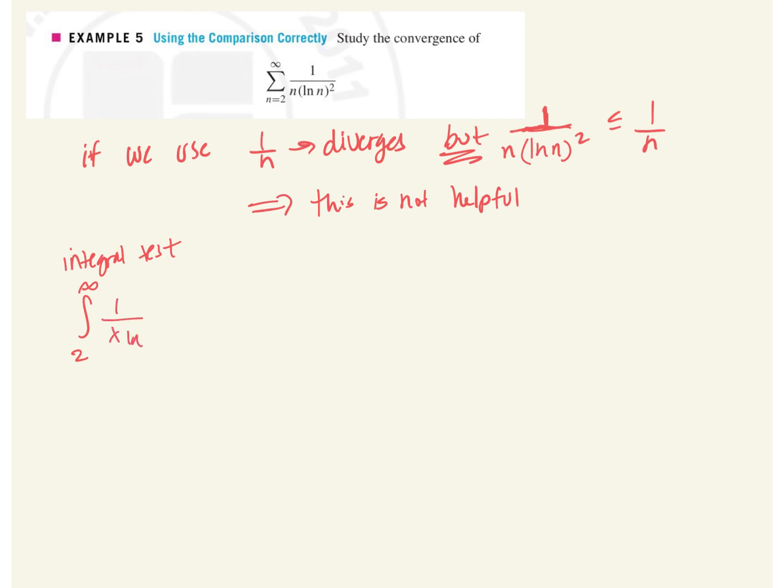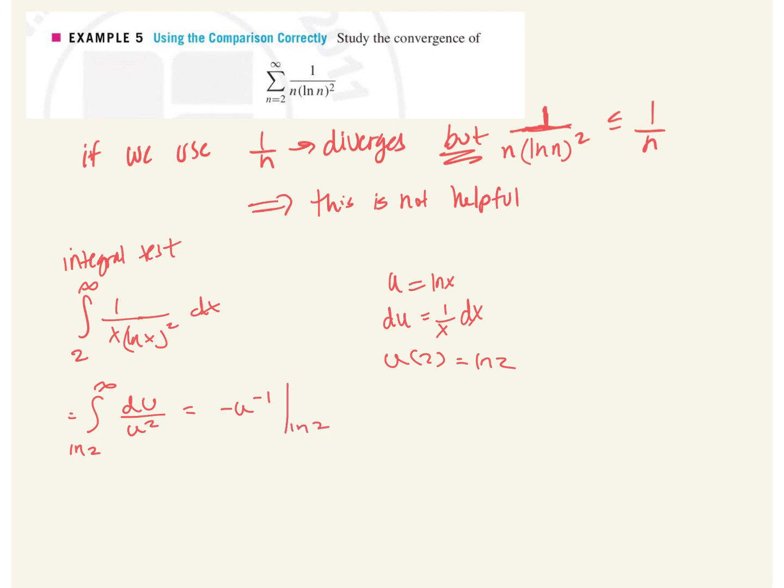of 1 over x ln x squared dx, my u is ln x, so du is 1 over x dx, that's perfect. So then this is equal to the integral from 2, oops, I forgot to change my limits for u. So u of 2 is ln 2. So then I have the integral from ln 2 to infinity of du over u squared, which is just negative u to the negative 1 from ln 2 to infinity.